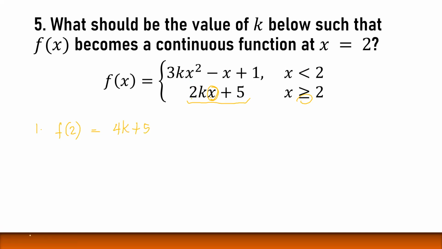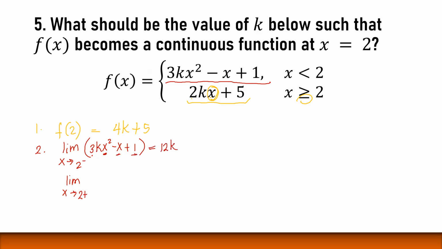Yan. Let's now change our color. Let's go to the maroon naman. Number 2 condition, kunin natin yung limit as x approaches 2 from the left, tsaka limit as x approaches 2 from the right. So, 2 from the left, diretso na natin. Ito yung definition ng function. So, that will be 3kx squared minus x plus 1. So, as x approaches 2, this will be 4 times 3 is 12k. Minus 2 plus 1 is minus 1.